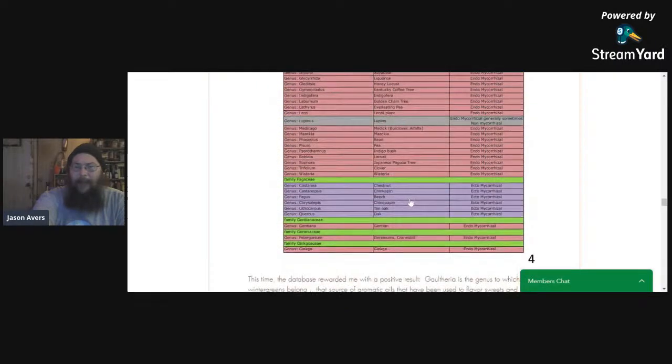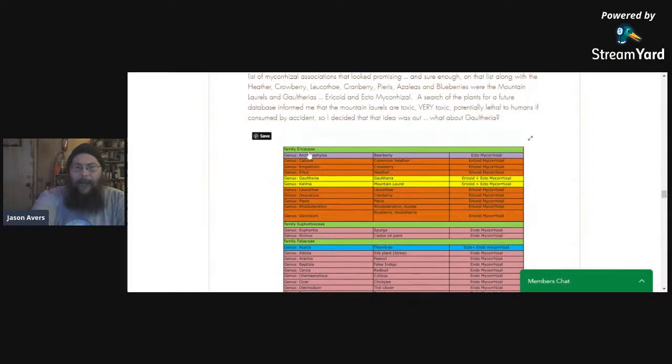Now we've got the list here. This is page number 4. Here are the members of the Ericaceae family. There's one interesting one, which is the bearberry, Arctostaphylos uva-ursi. It's a low-growing ground cover found in temperate forests, usually cold climate.